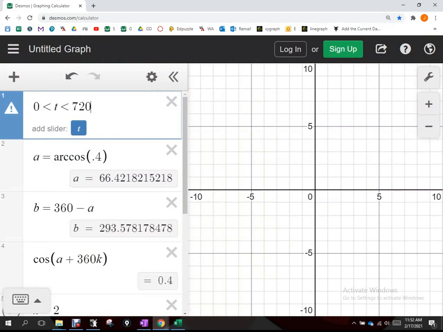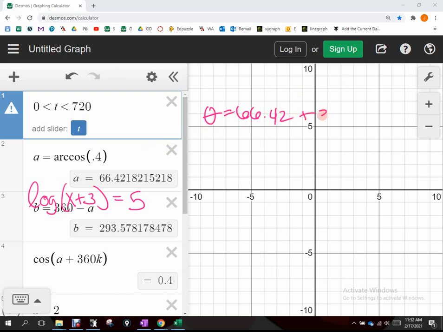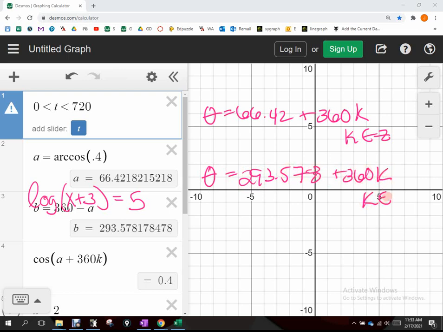So you would find this one right here. Okay, so in your final answer, you would say theta is 66.42 plus 360 times k, where k is an element of your integers. And then you would also say theta is 293.578 plus 360k, where k is an element of your integers. And that produces then all those replicated coterminal angles to positive and negative infinity. Does that kind of make sense? Okay.